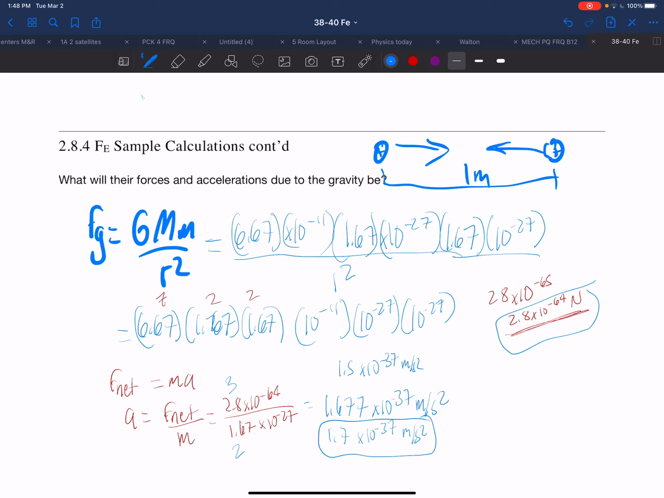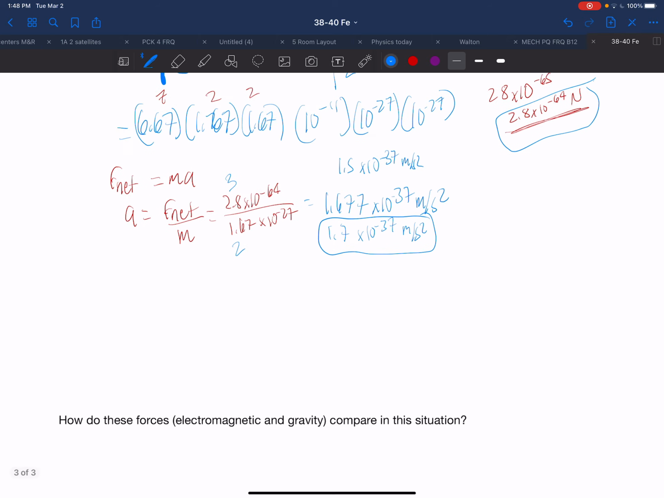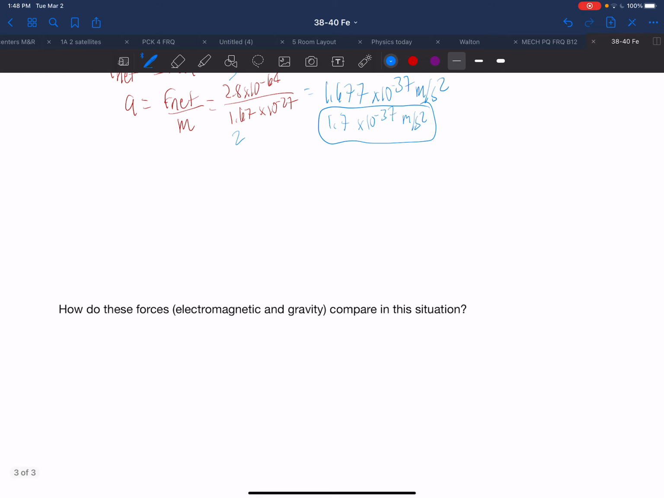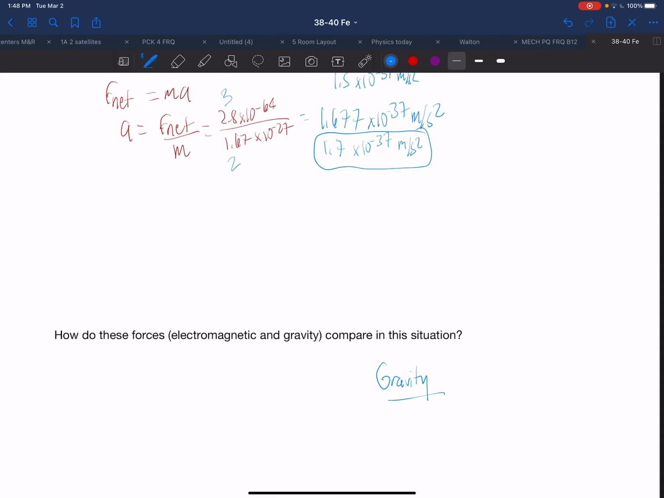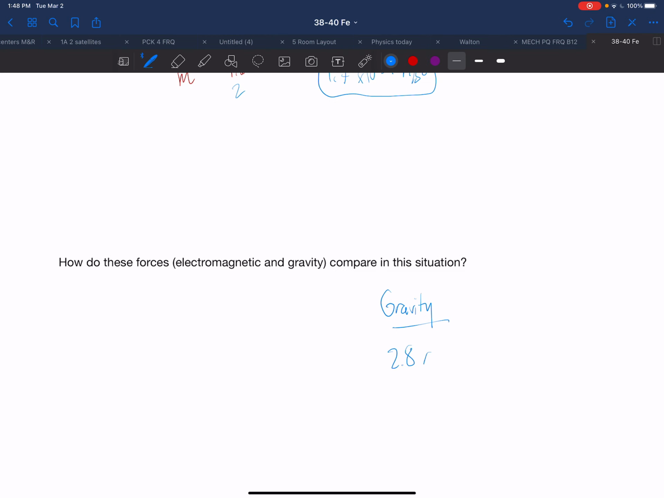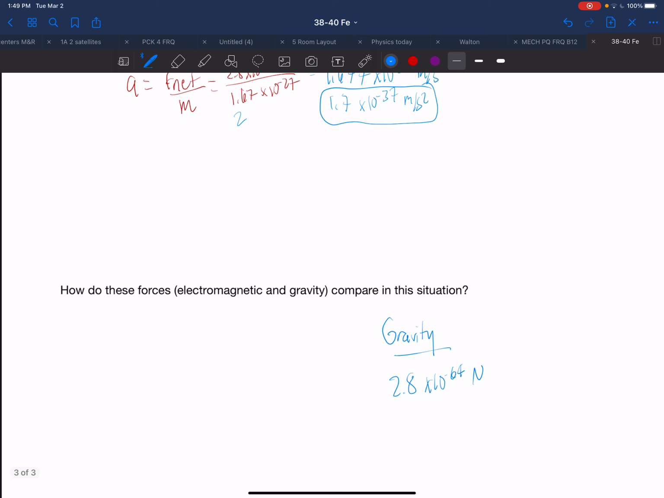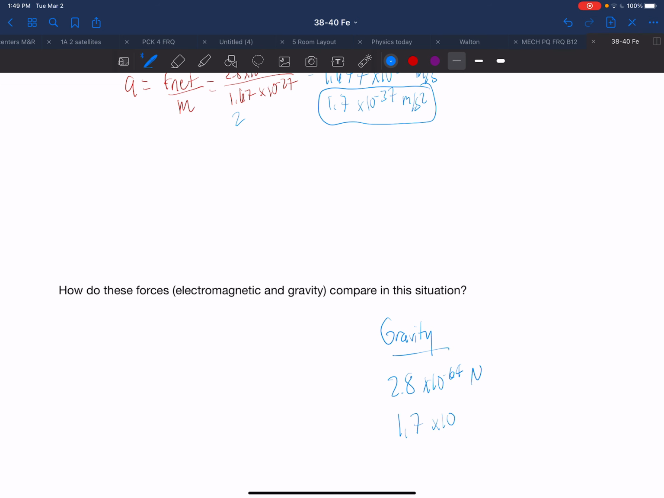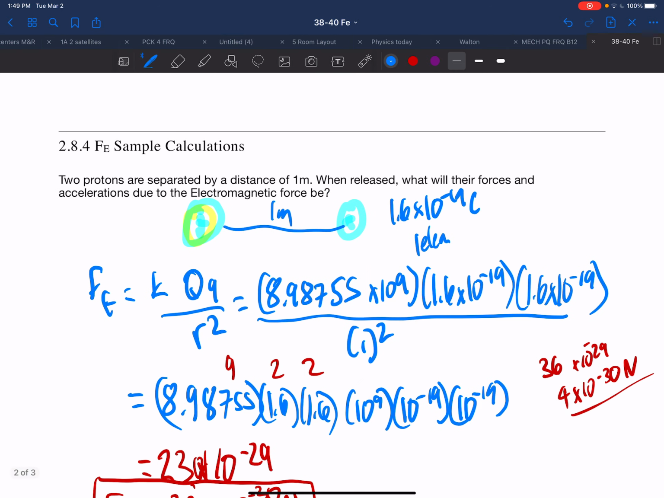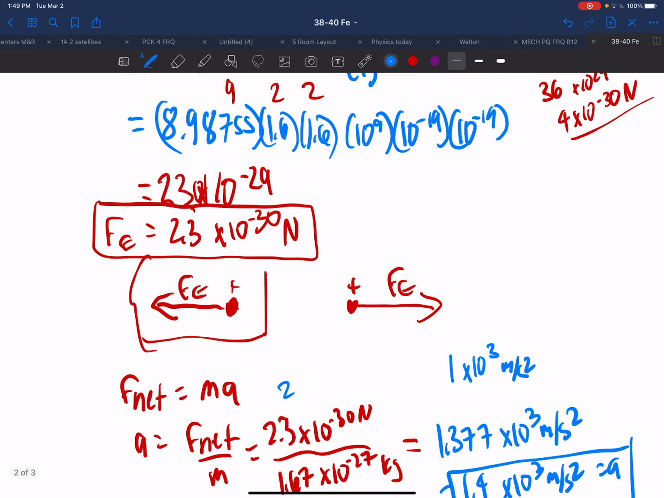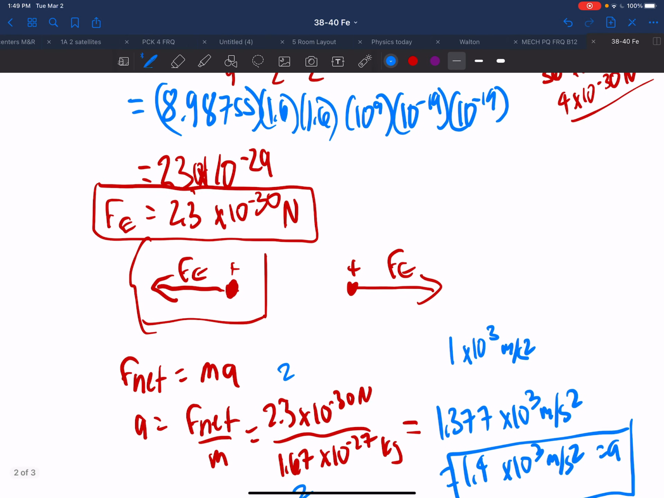So this is the force. Now to accelerations. And the last question is, how do they compare with each other? Well, let's put them side by side. So here's our gravity, which was 2.8 times 10 to the minus 64th newtons, and the acceleration was 1.7 times 10 to the minus 37th meters per second squared. And the electric force, the electrostatic force, 4 times 10 to the minus 30th, and 1.4 times 10 to the third.